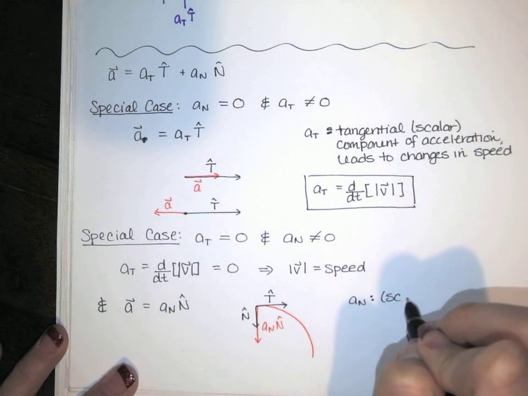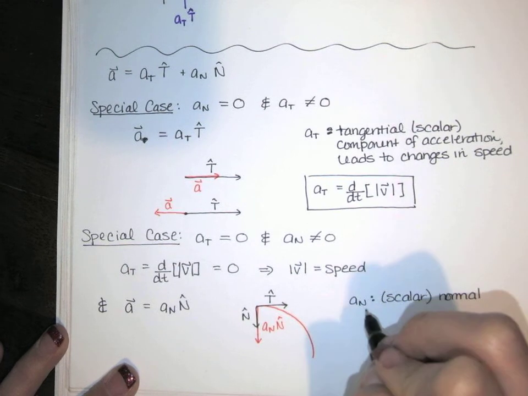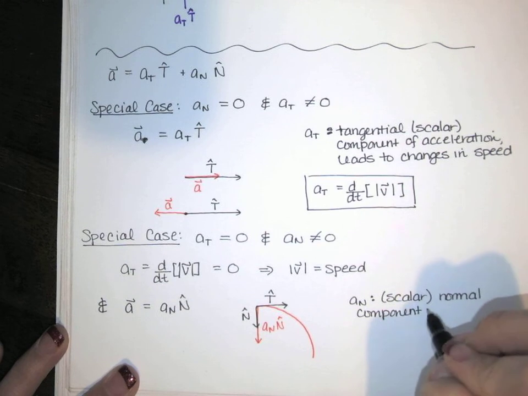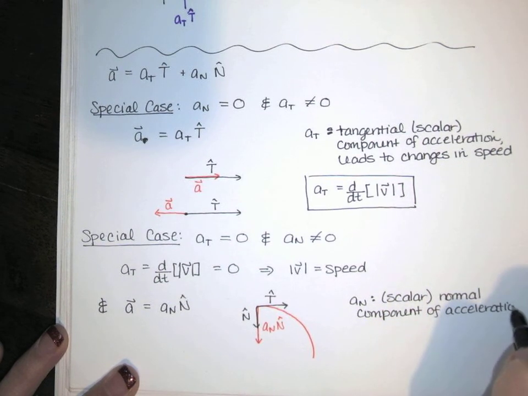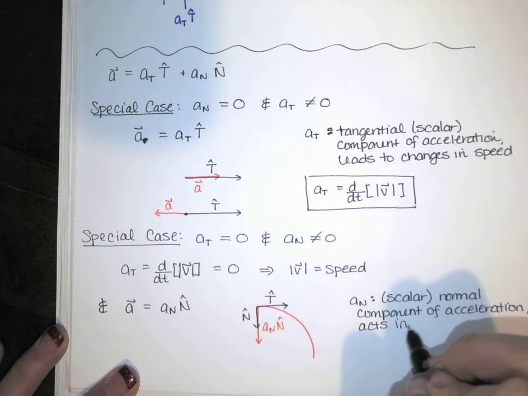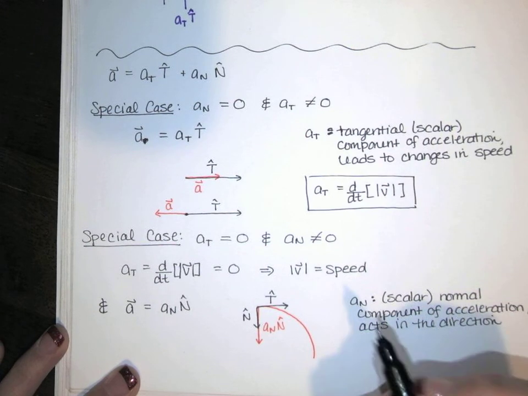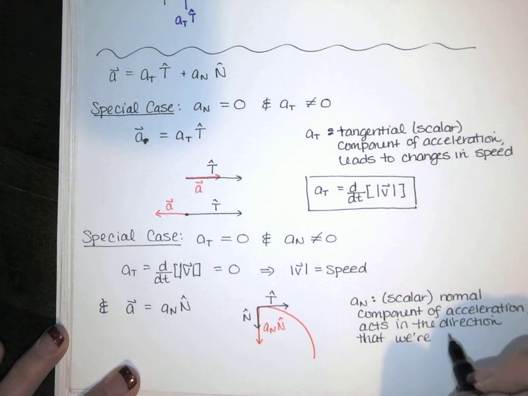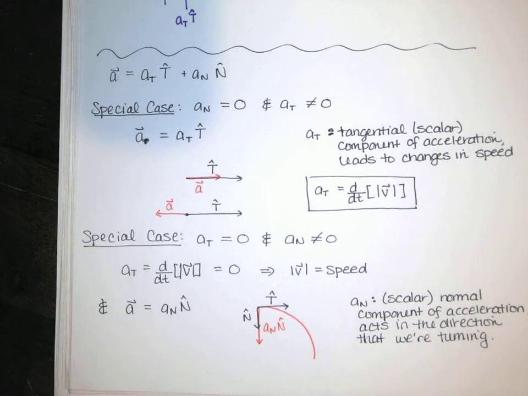This is the scalar normal component of acceleration. It acts in the direction that you're turning. And if it's non-zero, it always leads to turning.